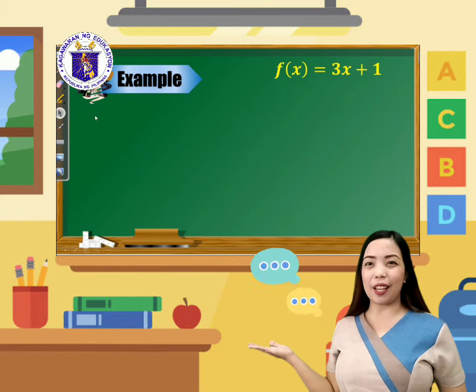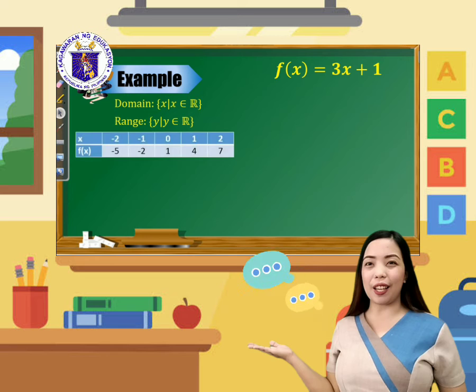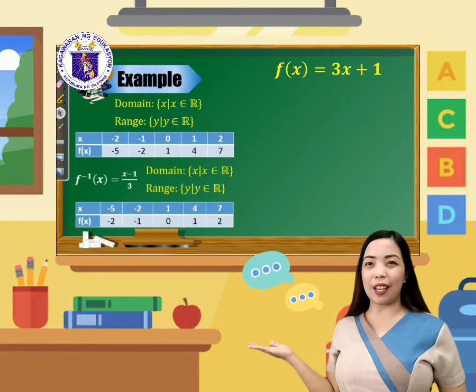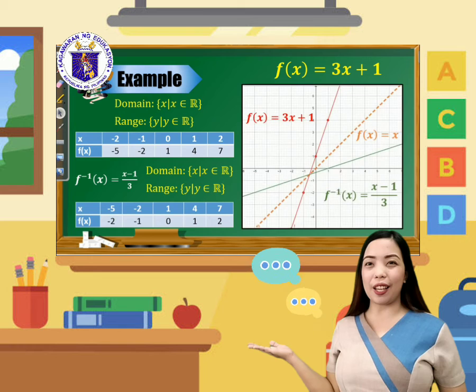So in summary, we have the following information. So we have the domain and range of the given function. We also have the inverse and the domain and range. And we have their graphs. So for these graphs, I used GeoGebra to show to you the relationship of the given function 3x plus 1 and its inverse x minus 1 over 3.